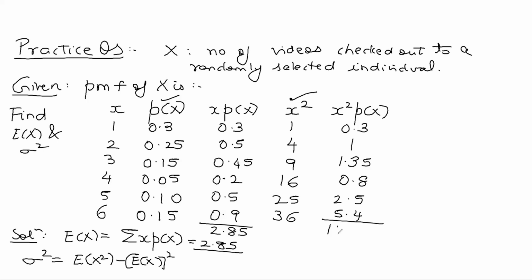It comes out as 11.35 if I'm not wrong. I request you all also to cross check it once. So this will be expected value of x square, 11.35, minus expected value of x whole square. Expected value of x is 2.85 whole square. So this will be 11.35 minus 2.85 into 2.85.